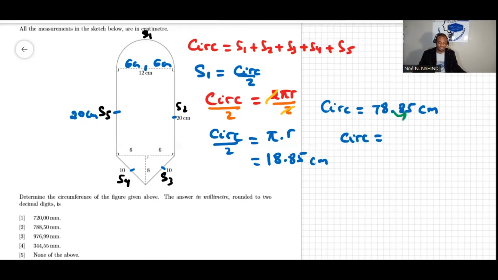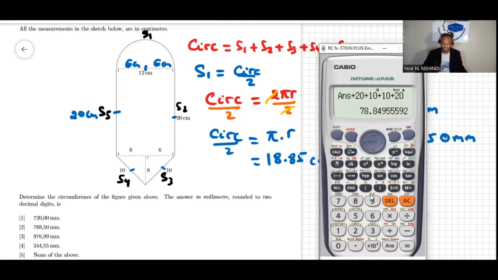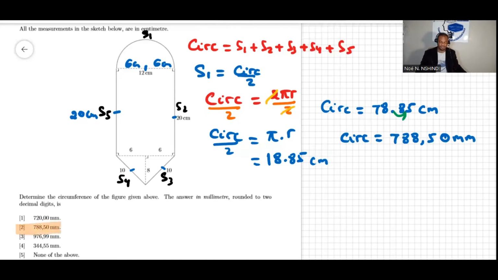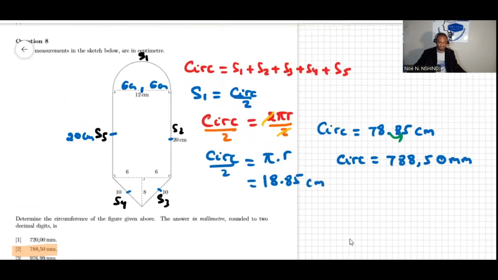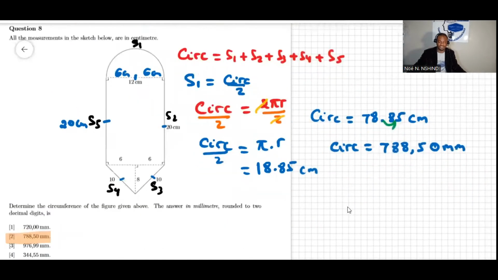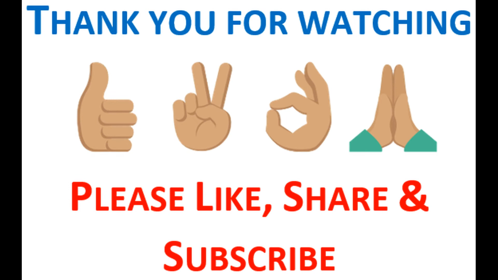Put it there. So this will become 788.5, if I can write 50 millimeters. Okay, if you're unsure, you times that answer by 10, and then you see we get 788.50 millimeters, which is obviously alternative number 2. Okay, that was the last question on this page. The next question is on the following page.